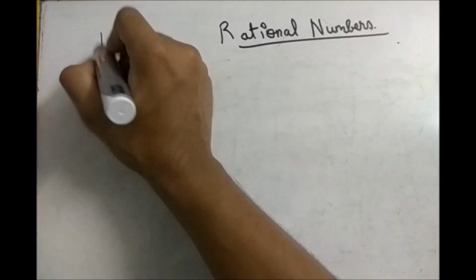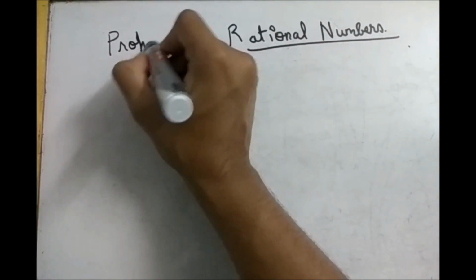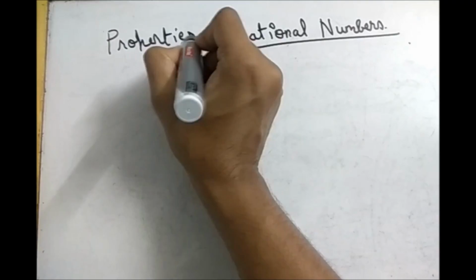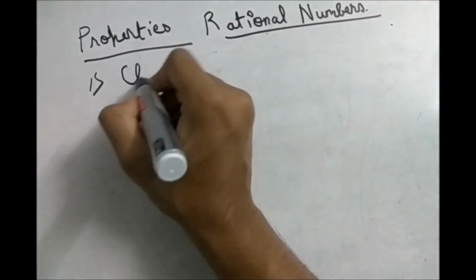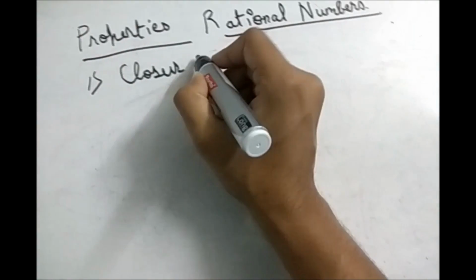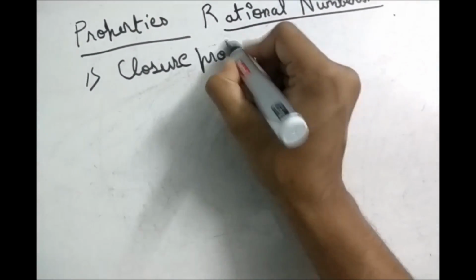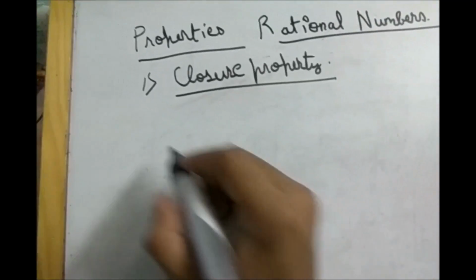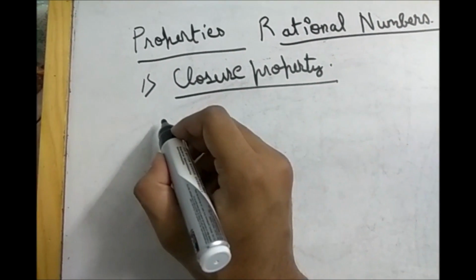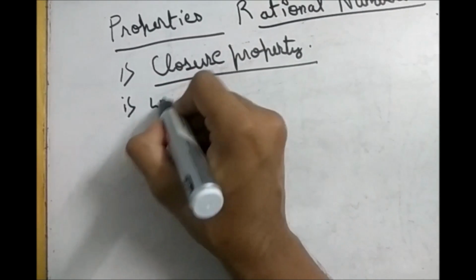Now let's see the properties of rational numbers. The first property is the closure property. Okay, now let's see under whole numbers.